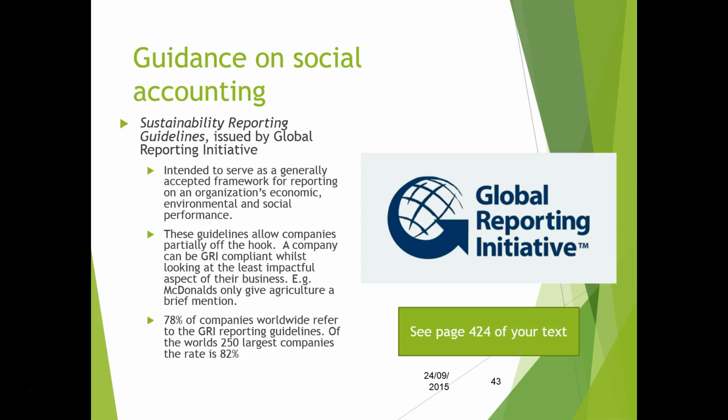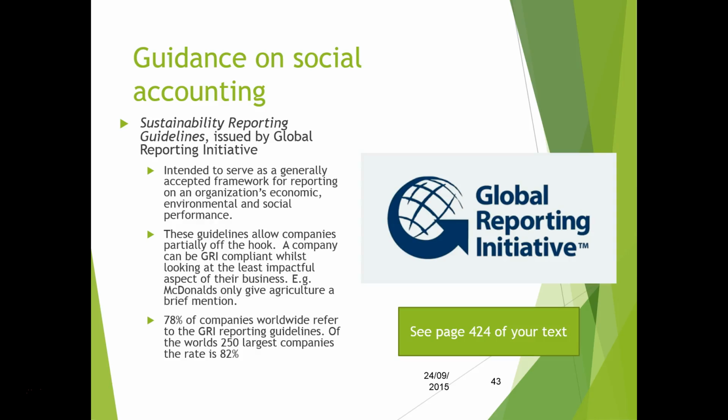The criticism is that it can let companies partially off the hook. A company can be compliant whilst looking at the least impactful aspect of their business. For example, McDonald's only gives agriculture a brief mention, and it certainly has been criticised in many countries for being responsible for deforestation of quite large areas. It is quite successful and quite well taken up.